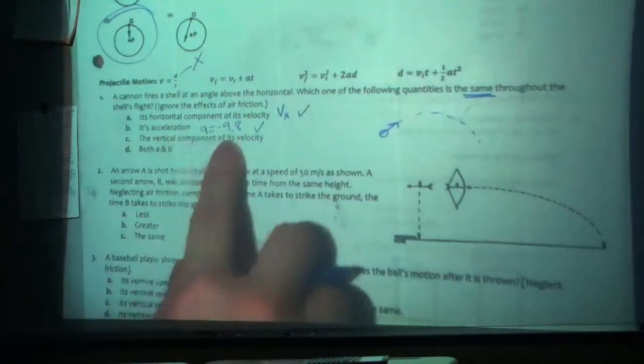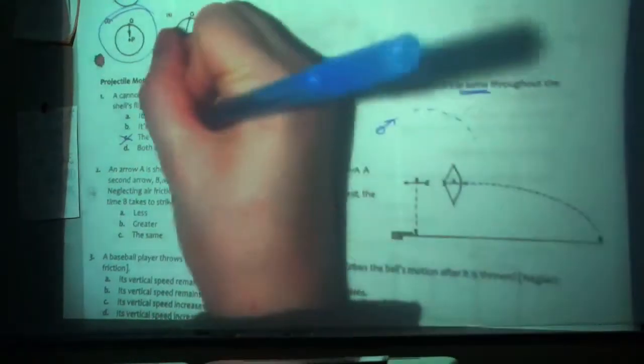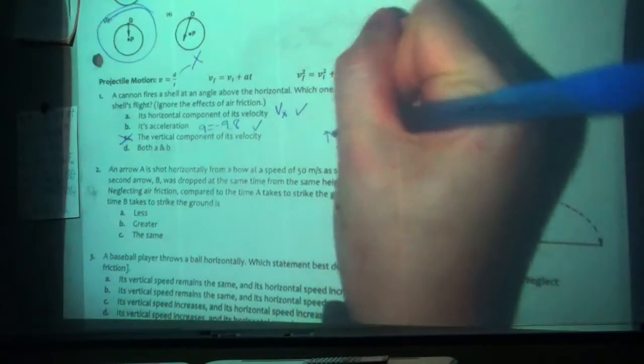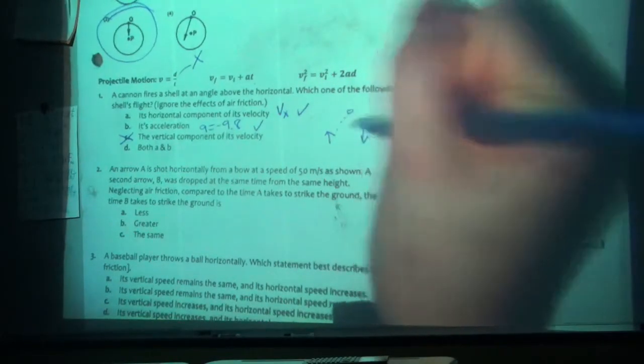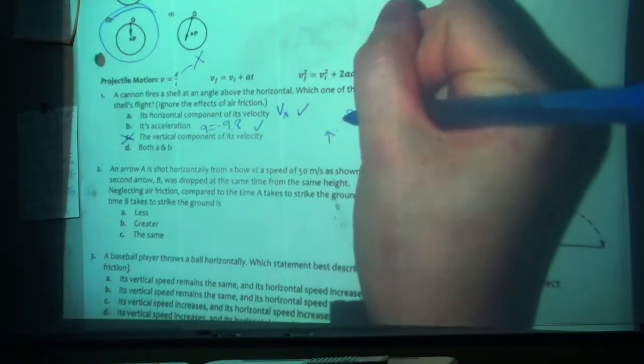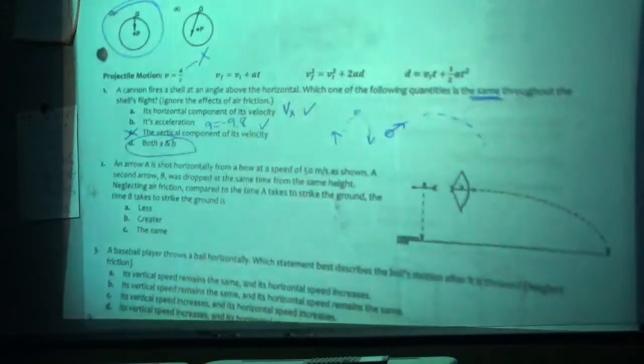Gravity doesn't get stronger or weaker as the ball goes up or down a couple feet. And the vertical component of the velocity, that one would not stay constant. If you think about the vertical, meaning the y part, at first it starts going up, and then it's 0 at the top, and then it's going down. And even on its way up and on its way down, it's changing speed. So the only ones that are staying constant are both A and B.